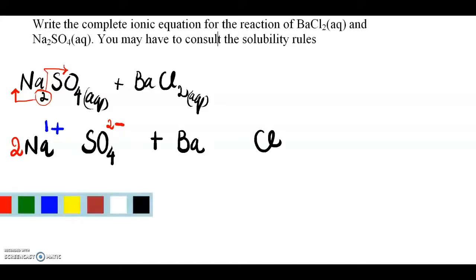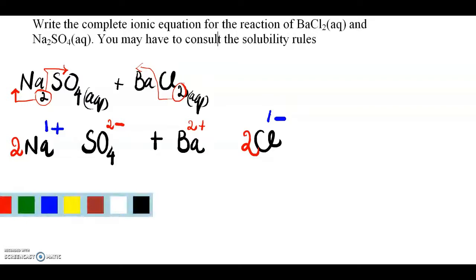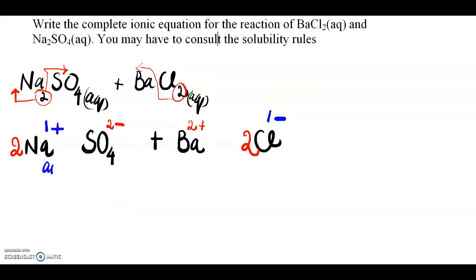Now come to this. The 2 indicates the charge of barium, so it is 2 plus, and the 2 indicates the number of chloride ions. Now what is the charge on the chloride ion? As it belongs to group number 7, it requires 1 electron to complete its outermost shell, so it carries 1 minus charge. Now ions always have a state symbol of aqueous, so we write here aqueous, aqueous, aqueous, aqueous.